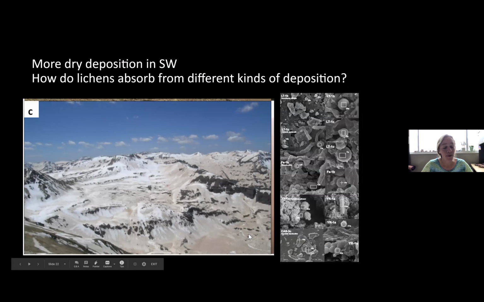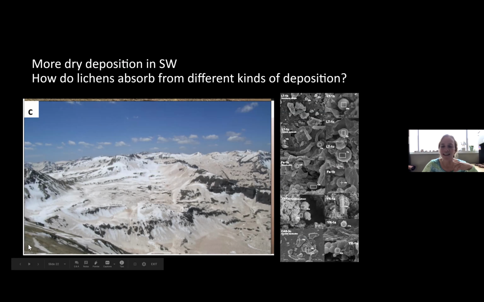Compared to other places where this technique has worked really well, our region has quite a lot more dry deposition. So this is nitrogen coming into the forest in the form of dust. In other places where this method has worked, most of the nitrogen coming into the forest has been dissolved in rainfall. And we might expect that lichens would absorb nitrogen differently. If it's dissolved in rainfall, it might be easier for the lichens to take into their bodies than if it's in fine versus coarse dust particles.